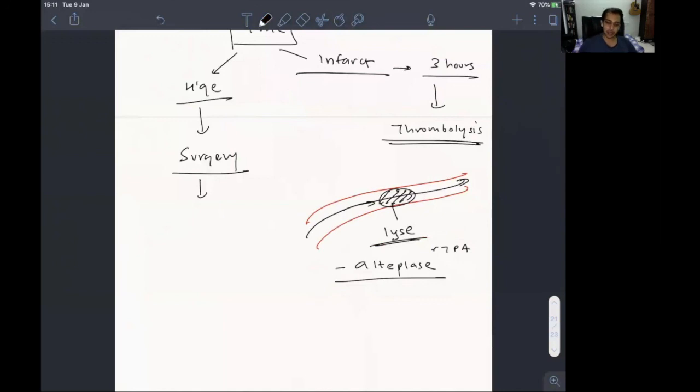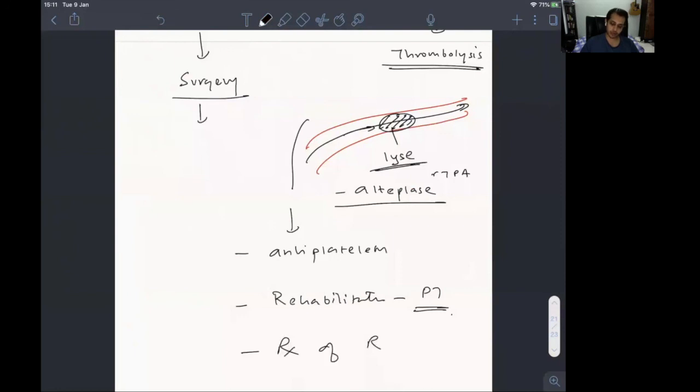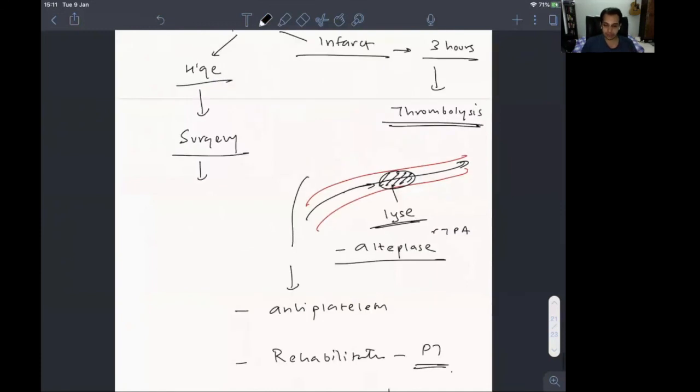Okay, and after this, there are certain medications that you continue in order to prevent further chances of stroke in ischemic stroke, that is antiplatelets. And you go for rehabilitation, which is physiotherapy, and treatment of risk factors. So if there is diabetes, if there's high blood pressure, if the patient is smoking, then you advise them to stop smoking. So all those other factors also need to be managed. Okay, so that completes approach to hemiparesis and stroke.